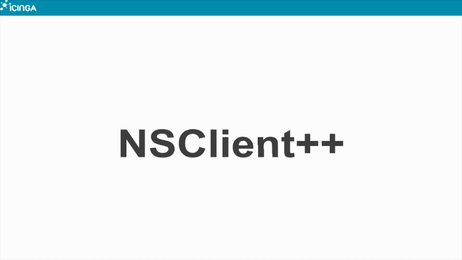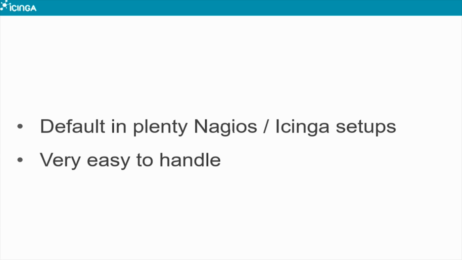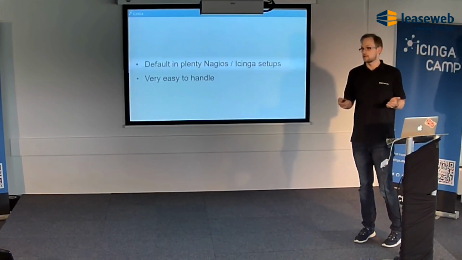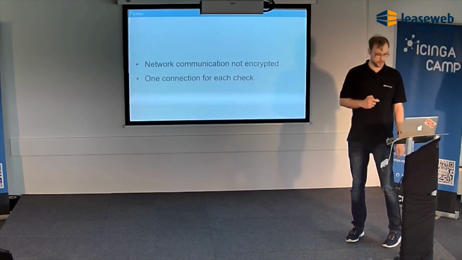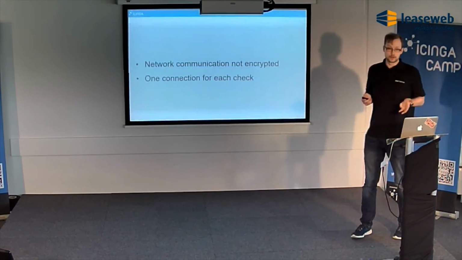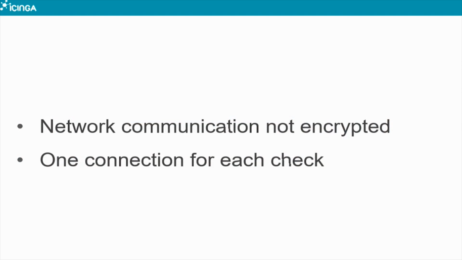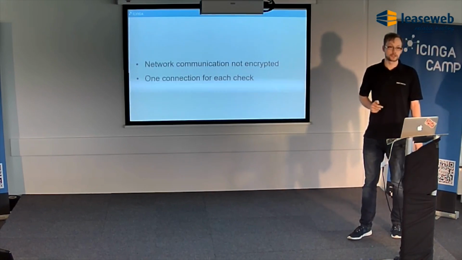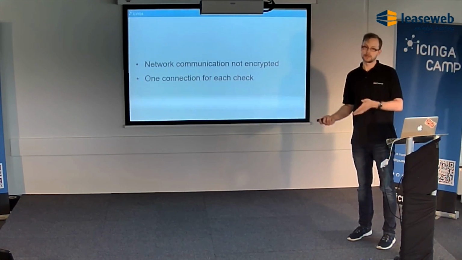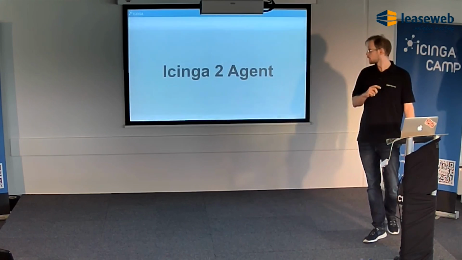So the classic opportunity is to use an NSClient. And why an NSClient? An NSClient is the default for plenty of instances, Nagios, Icinga, for plenty of installations, and done for years. And it's very easy to handle. There's one problem with the NSClient. We are having no network communication encryption, so every check is sent over the network in plain text, which means for some security guys, an NSClient is no option. And we have one connection for each check, which means each NRPE check is executing one check.